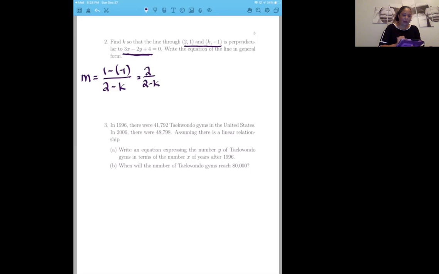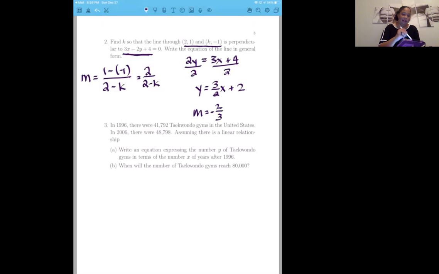If I rewrite my 3x minus 2y plus 4, I get 2y equals 3x plus 4. And then I'm going to divide both sides by 2 and have y equals 3 halves x plus 2. Now, since I have a perpendicular line, that slope is going to have the opposite reciprocal, meaning I'm going to flip it, which gives me 2/3, and I'm going to change the sign, which is negative. All right, so I have m equals negative 2/3. So I need to find the k value that gives me a slope of negative 2/3.